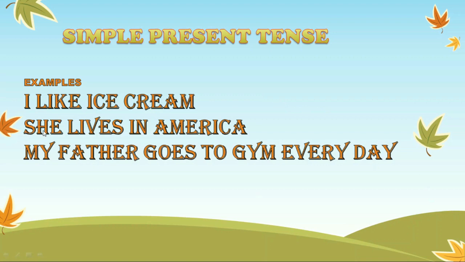Now, in the second sentence here, she lives in America. According to the rule, this sentence is in third person singular number. So, we have added s to the verb. Live becomes lives in America. And same is the case here. My father goes to gym every day. So, here goes is used because it is the third person singular number.